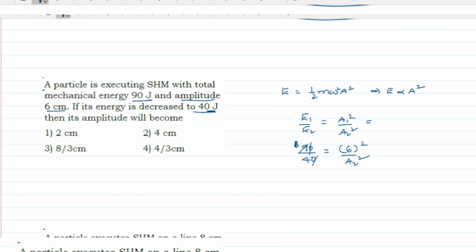It's nothing but 9 by 4, which will be equal to 6 sixes are 36 by A2 square. And 9 fours are 36, then A2 square will be equal to 4 fours are 16, then the value will be 4 centimeter. So the final amplitude A2 is equal to 4 centimeter.